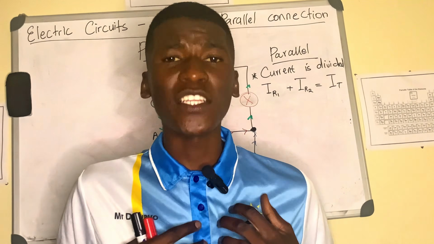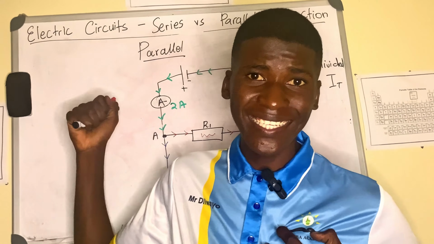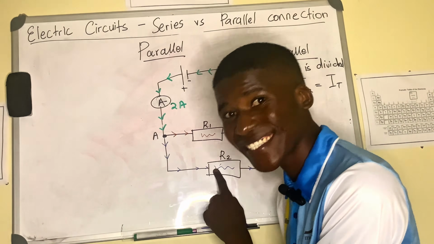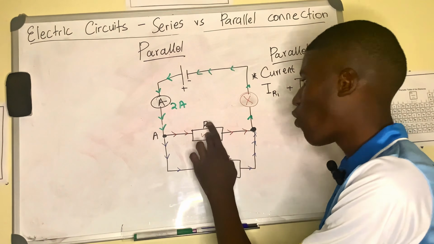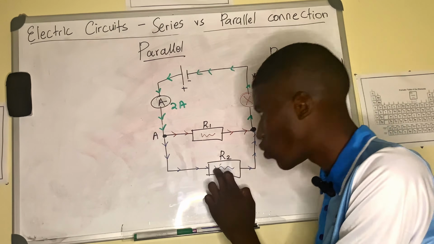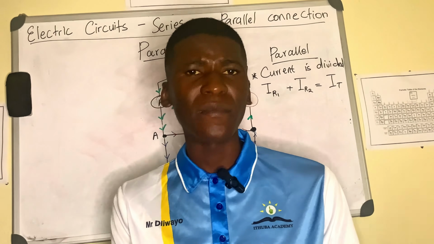So pretend I'm the total current. The total current there is 2 amperes in the circuit, and then it is divided among the first resistor and the second resistor. And when I combine the current in resistor R1 and R2, I must get the total current, because that's what I've given them, guys.